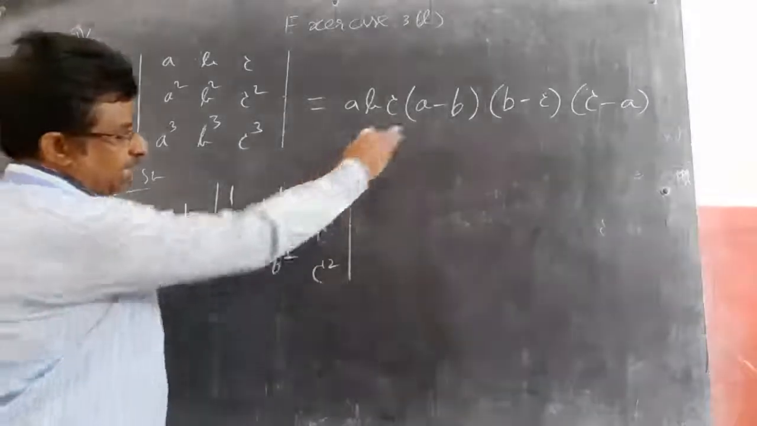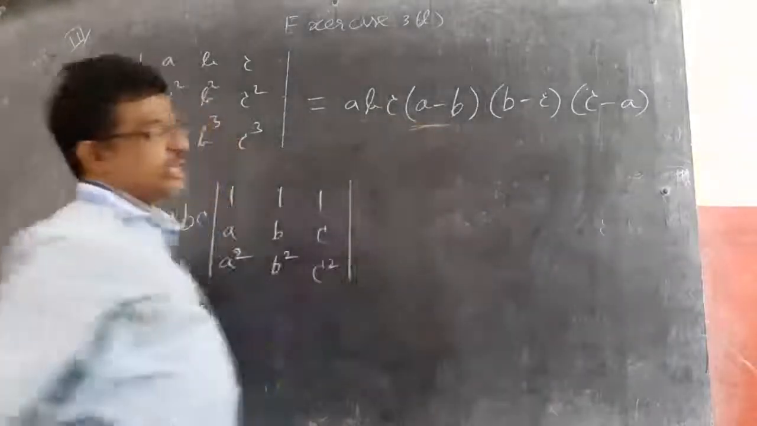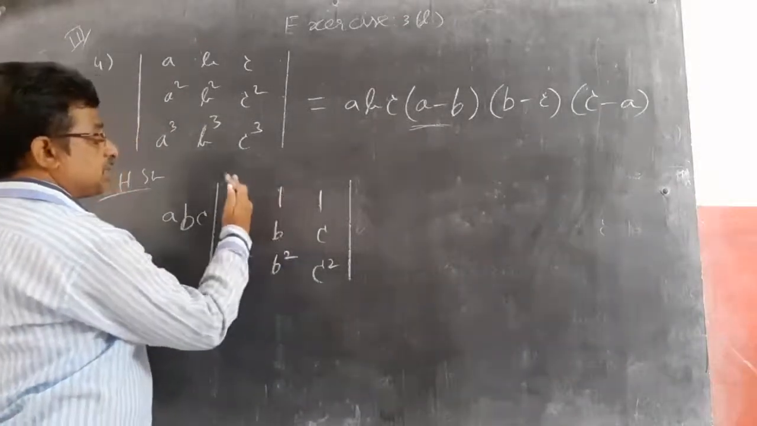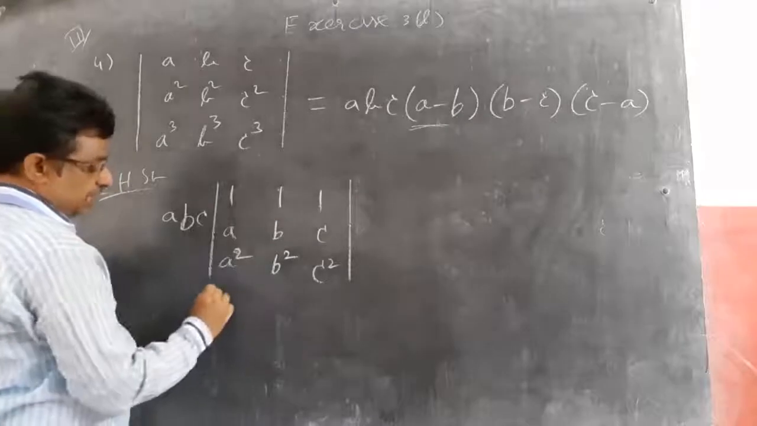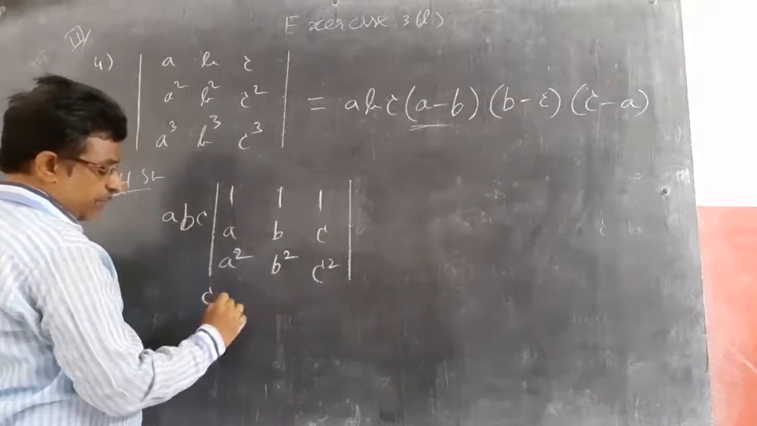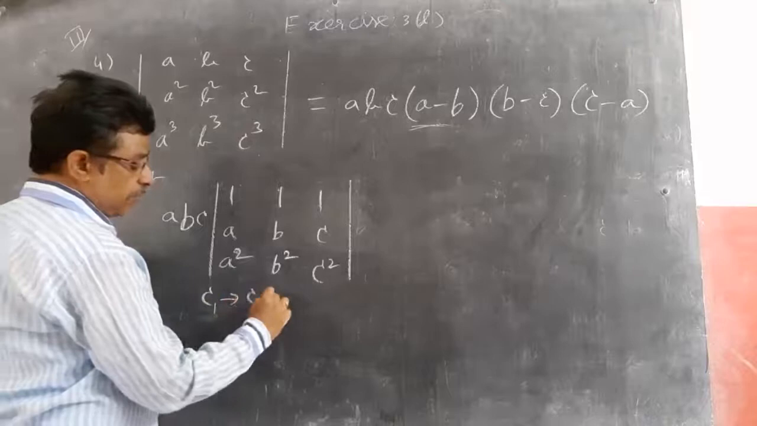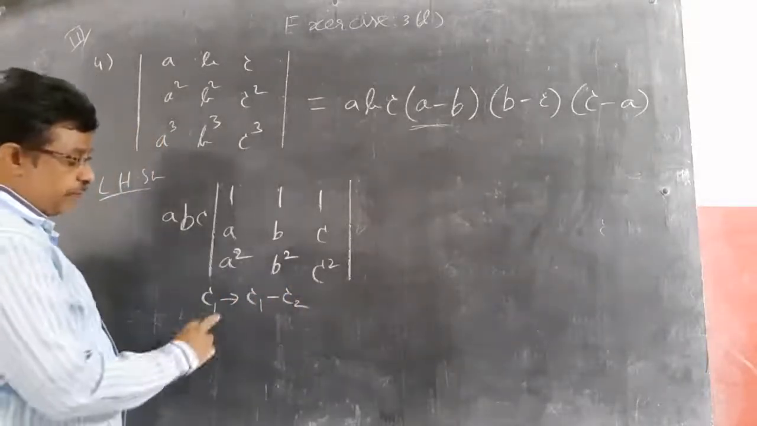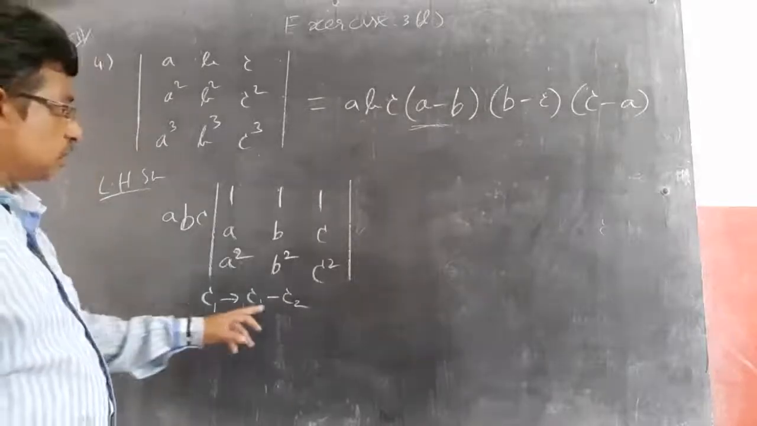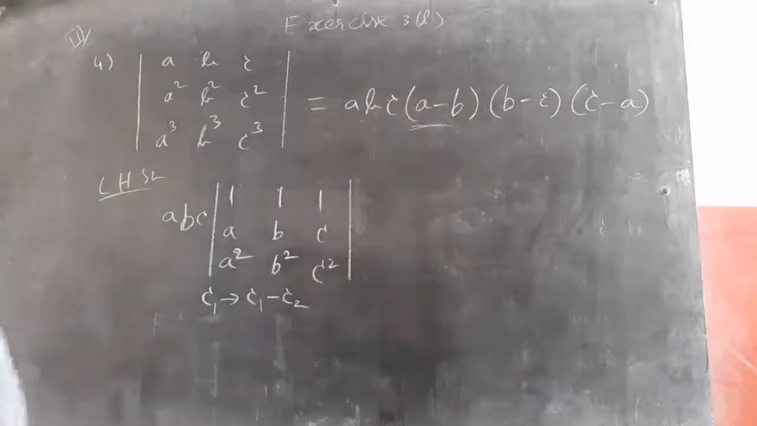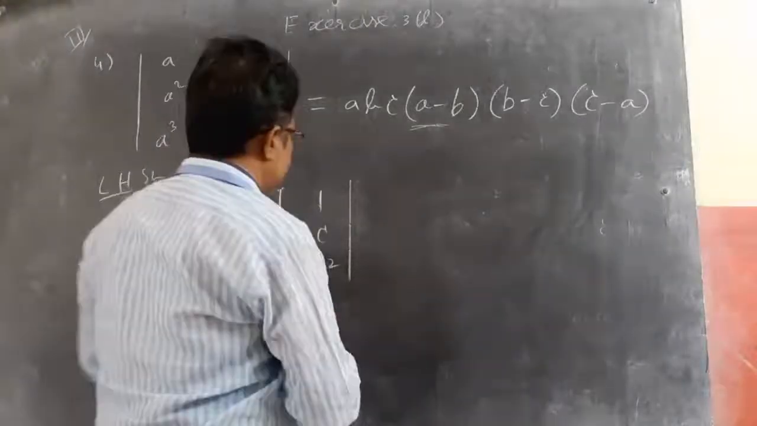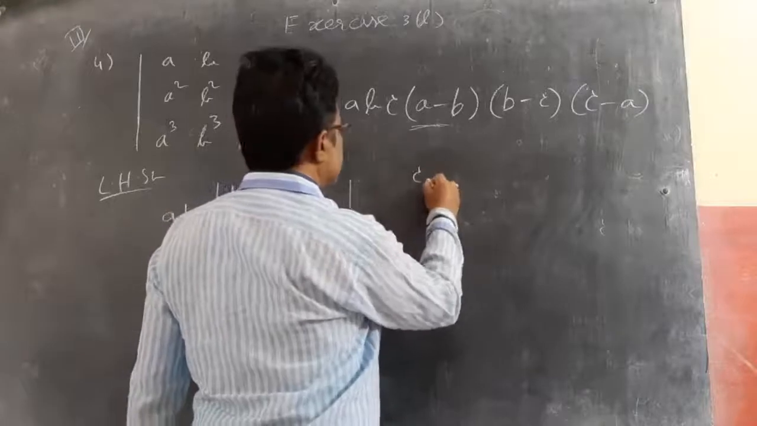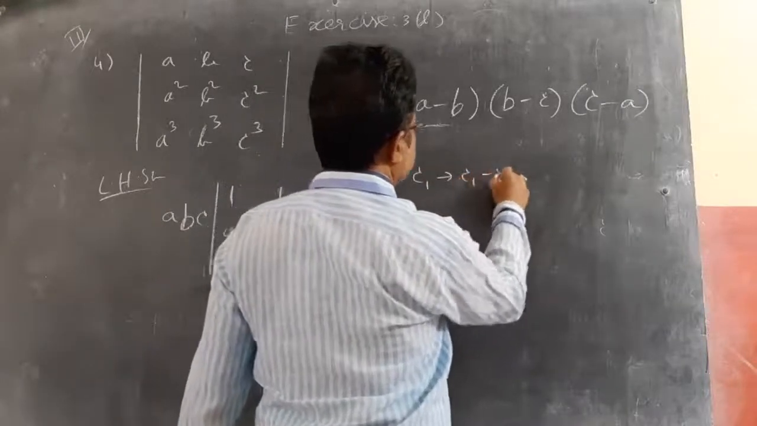Now I need A minus B here. How do I get A minus B? Simple. If I subtract the second column from the first column, means if I multiply C2 with minus 1 and add to C1, that is C1 minus C2. What do I get here? I will write it here so you can understand better. What I do is C1 tends to C1 minus C2.